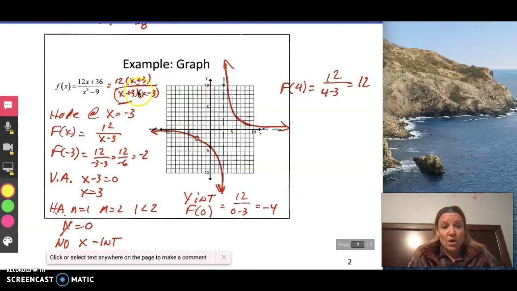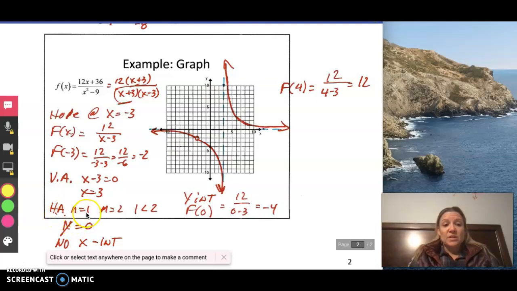That leaves us with 12 over x minus 3. This function right here. Okay, so for this function, we're going to get a vertical asymptote by setting the denominator equal to 0. That means there's a vertical asymptote at positive 3. 1, 2, 3, there it is in blue.